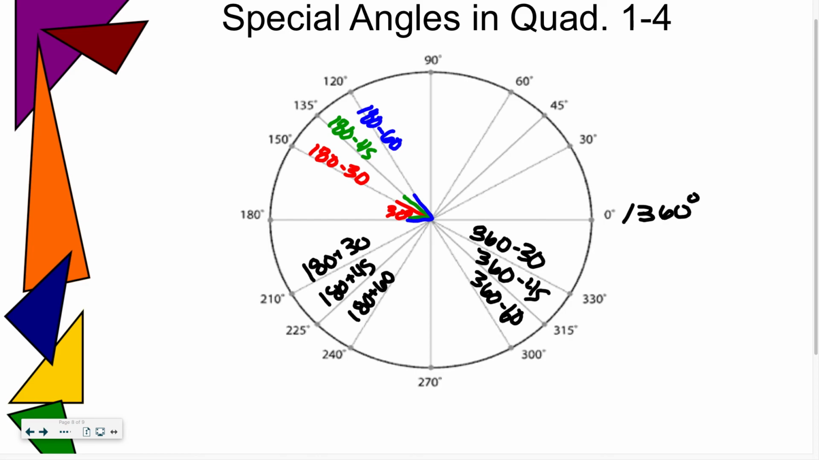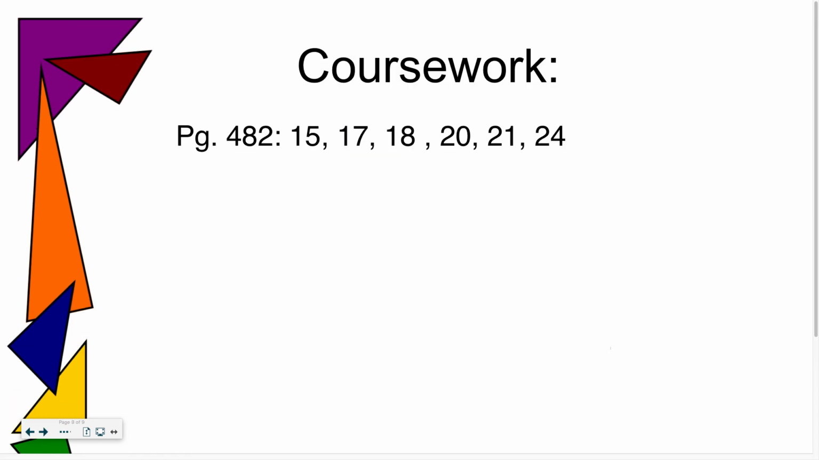Your homework assignment is page 482. It's the last book assignment before the set of worksheets that we're doing. So if you've been confused because of snow days, it's 482.